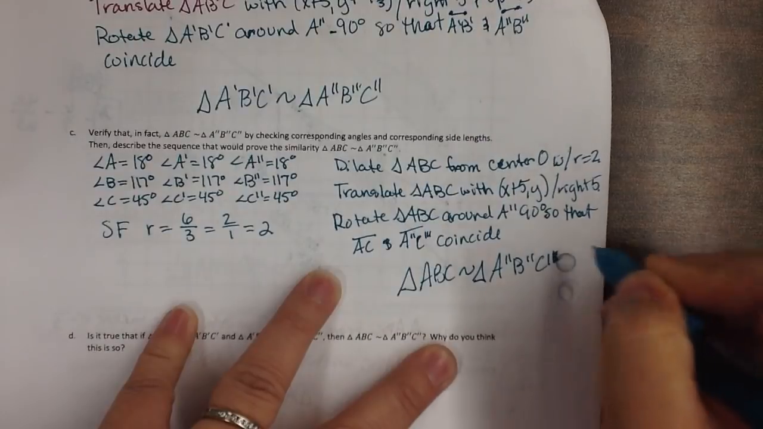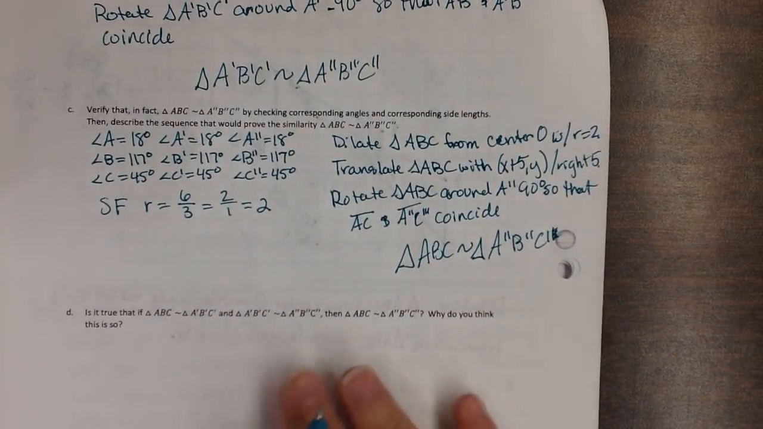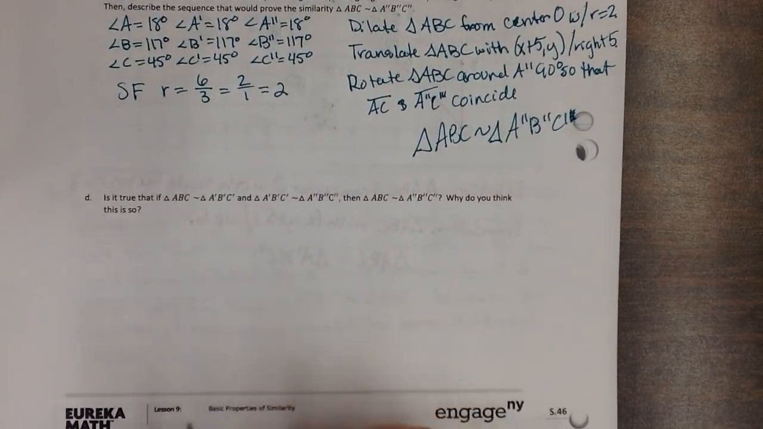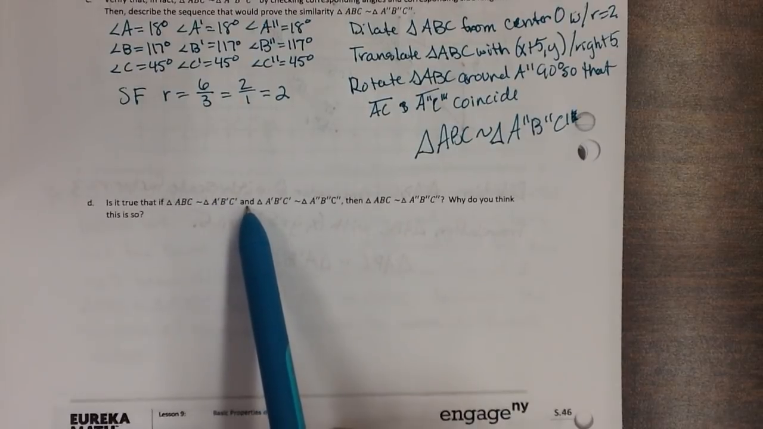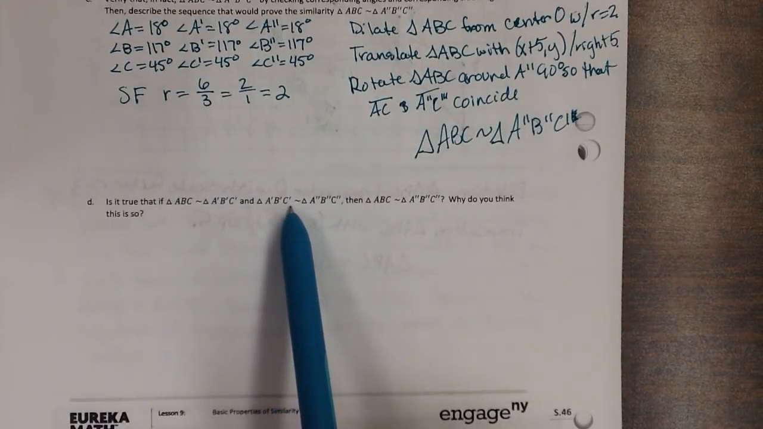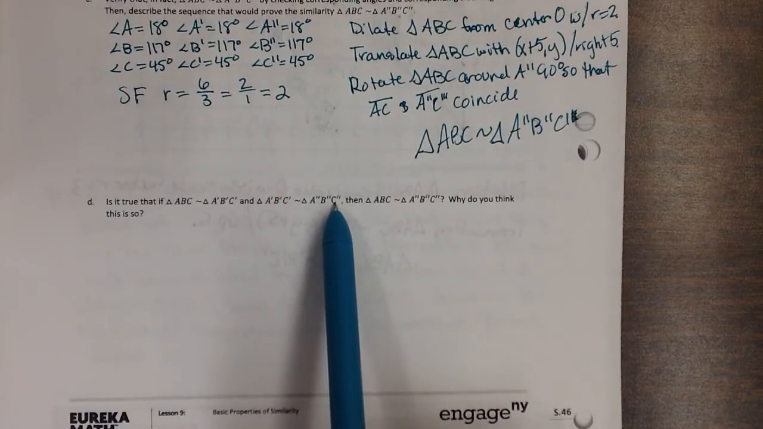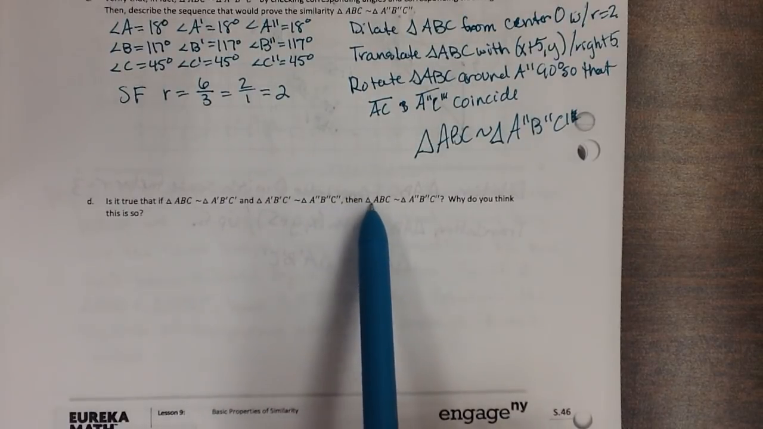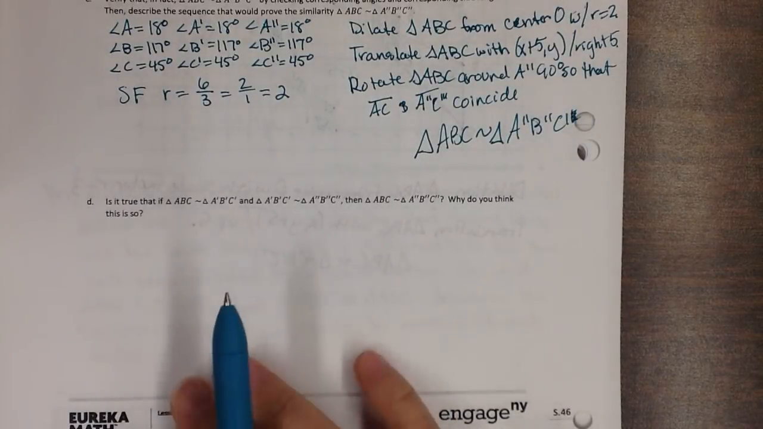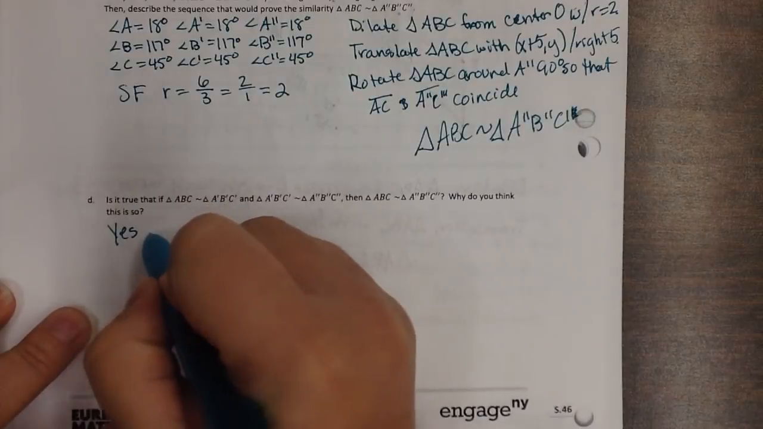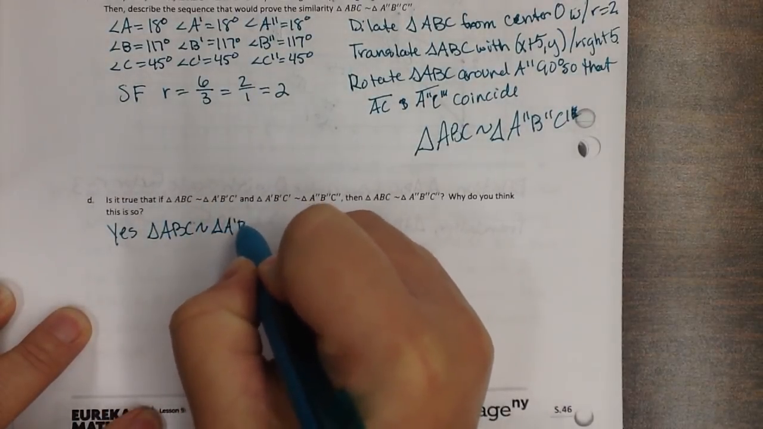Oh, I put 3 of them. And then the last one. So is it true that triangle ABC is similar to triangle A prime B prime C prime, and that triangle A prime B prime C prime is similar to triangle A prime prime B prime prime C prime prime? Then triangle ABC is congruent. Yes. Triangle ABC is similar to triangle A prime B prime C prime.